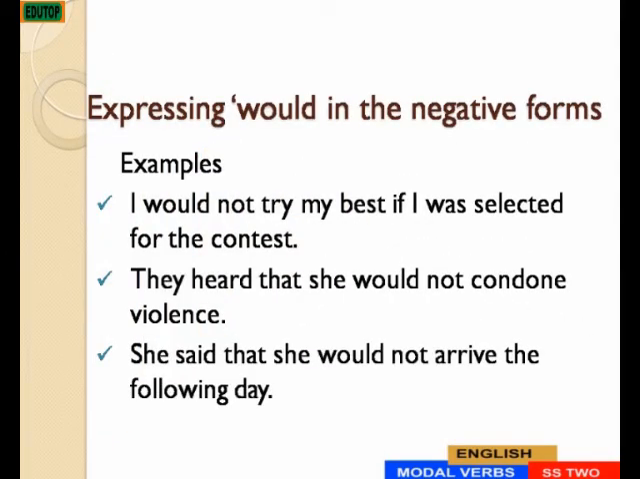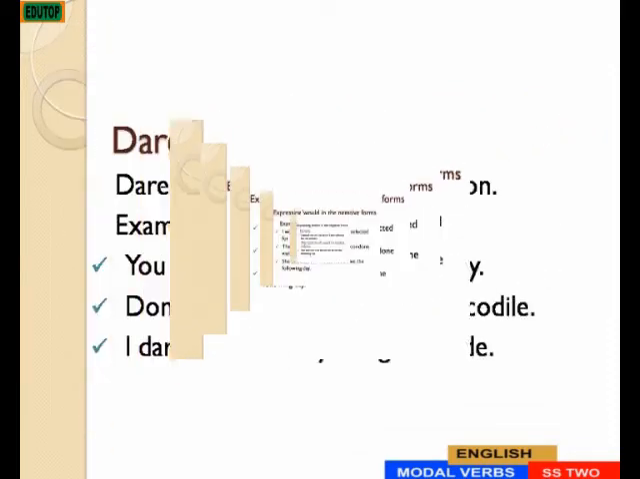Would can also be used in the negative form. Examples: I would not try my best if I was selected for the contest. We are introducing the negative marker not. They heard that she would not condone violence. She said that she would not arrive the following day.